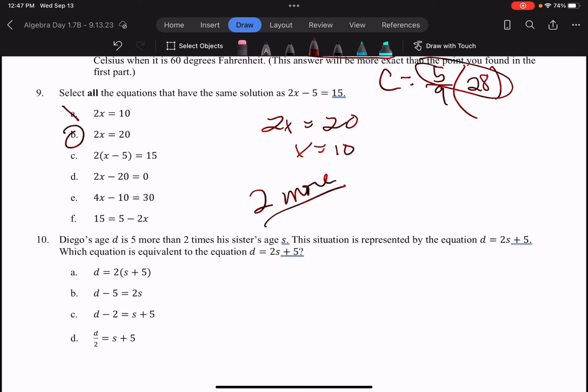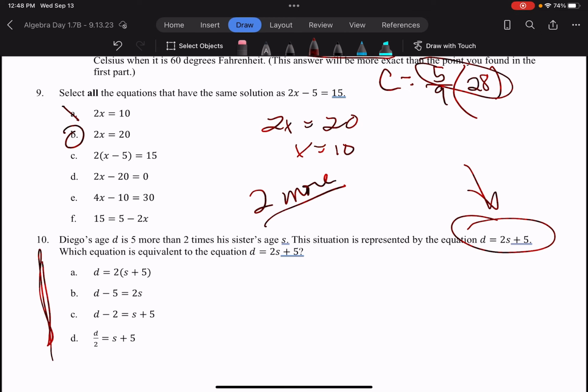And then lastly, number 10, Diego's age is D. Diego's age D is 5 more than 2 times his sister's age S. This is represented by this equation here. Which equation is equivalent to the equation D equals 2S plus 5? So this is the equation. You don't need to make it. They already made it. Your job is to figure out which of these is equivalent.